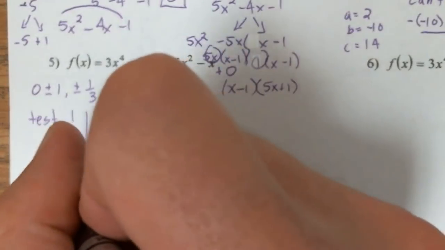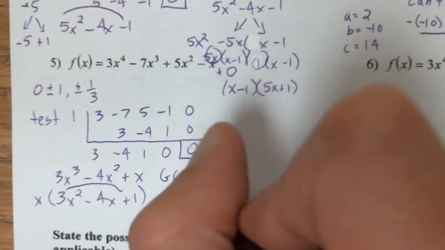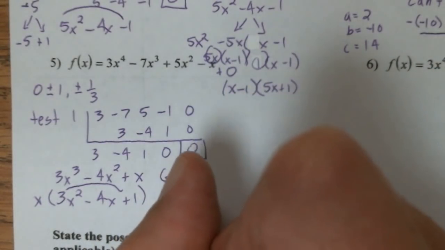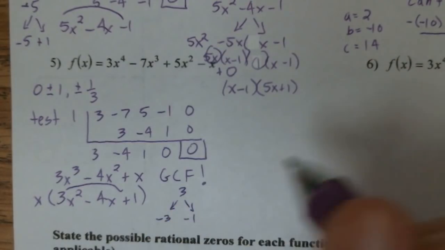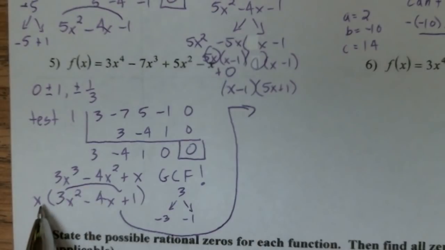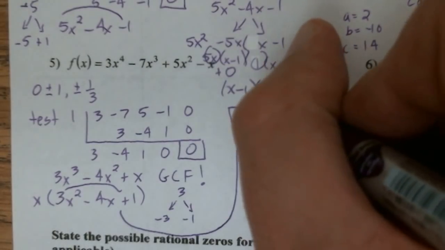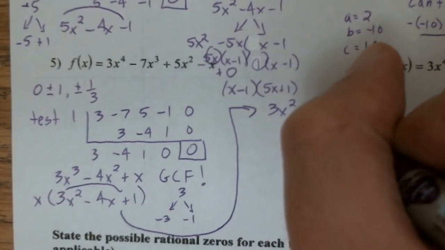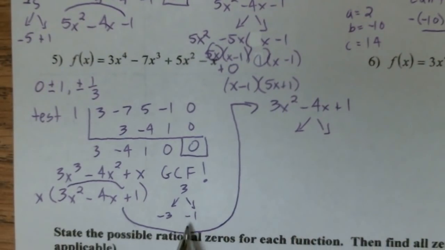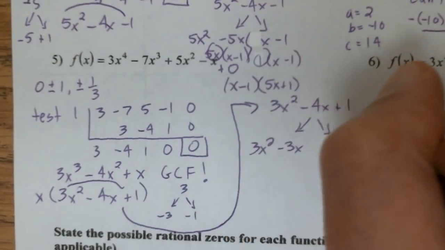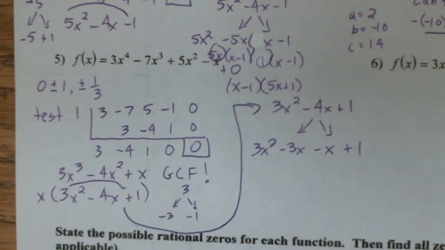Can I factor that? Okay, a times c. What are the factors of 3 that add to negative 4? That's going to be a negative 3 and a negative 1. Okay, so I'm going to bring this over here. I'm just going to ignore this x for right now. All right, so I've got 3x squared minus 4x plus 1. I'm going to split it into the negative 3x and the negative 1x. So 3x squared minus the 3x, there's the minus x, and then there's the plus 1.